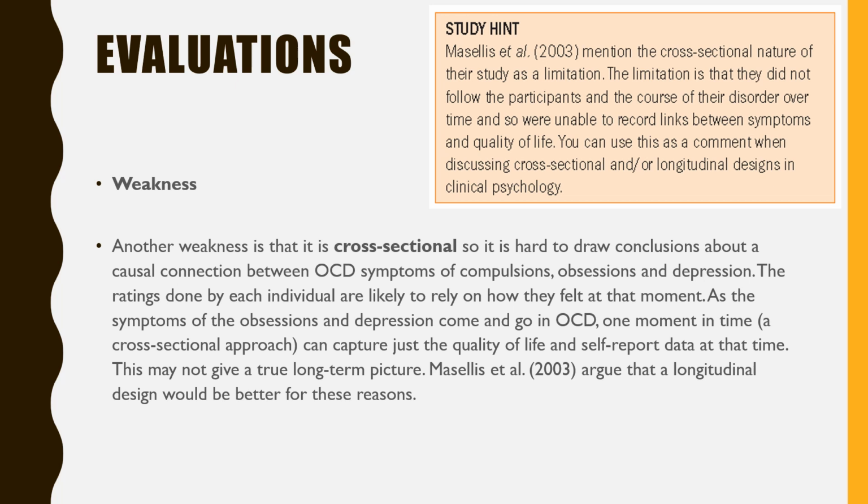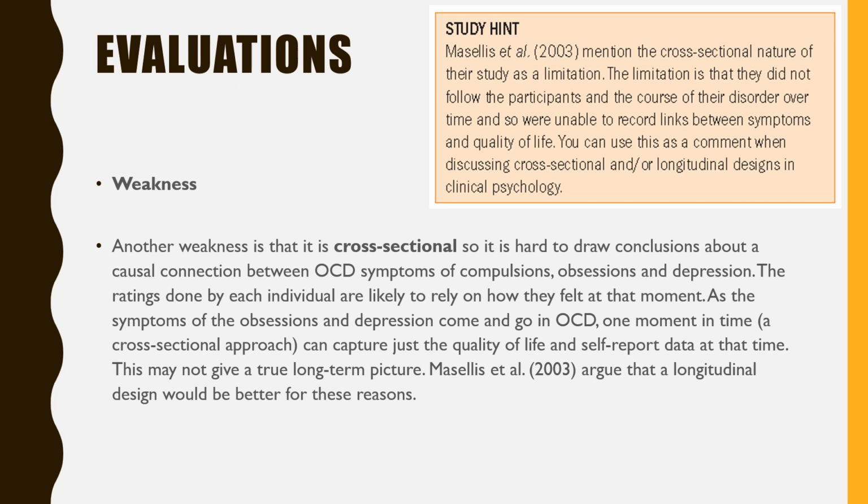So because the symptoms were taken at one moment from people of different age ranges, whilst it does capture the quality of life at that period of time and gives a really good indication of how it does affect people, it does also mean that actually it doesn't give a long-term prognosis. It doesn't track the course of the disorder for any of the patients. And Masellis et al. actually argue themselves that what is probably needed is a longitudinal study that would be better for those reasons, and would be better able to track how that quality of life experience changes over time.